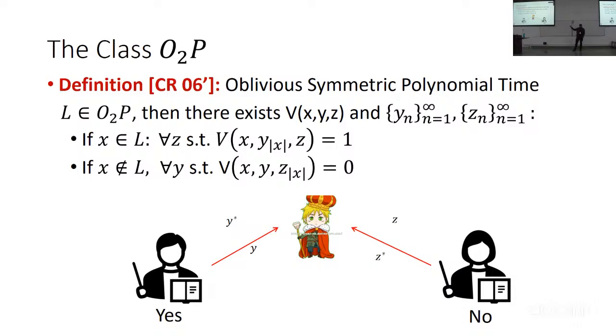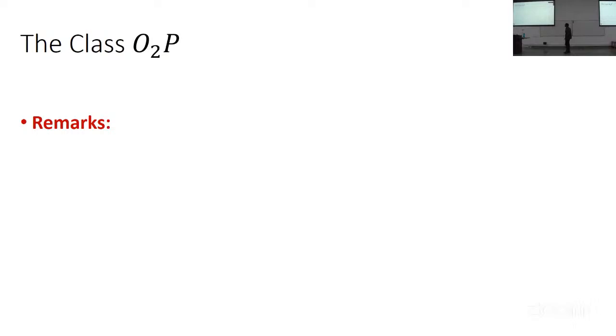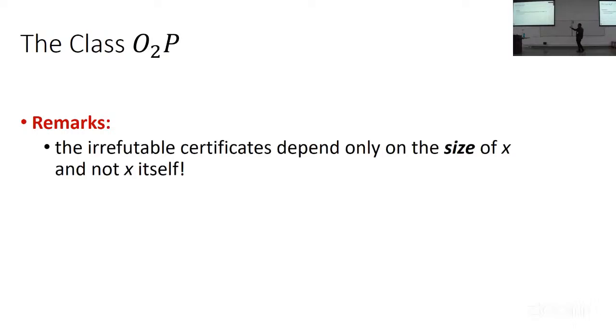Questions? Yeah. It seems a bit like, if it had a small circuit, you could just send the circuit and it would work for both cases, but I'm not sure. The circuit idea is kind of right. O2P is a very interesting class because, one, the certificates depend only on the size of X and not X itself. As a result, you can show that O2P is contained in P/poly. So the idea is right.